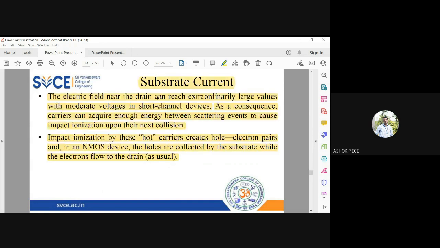And substrate current happens because of one phenomenon. In a short channel device, when the electric field is larger, the electrons acquire energy faster and they will collide with the charges present in the channel, and they generate electron hole pairs. The holes are positively charged, the substrate is negatively charged, so the substrate will attract all the holes. They generate what is called a substrate current, whereas electrons generated in the channel will naturally flow towards the drain. So this is the concept of how substrate current is created inside your MOSFET.